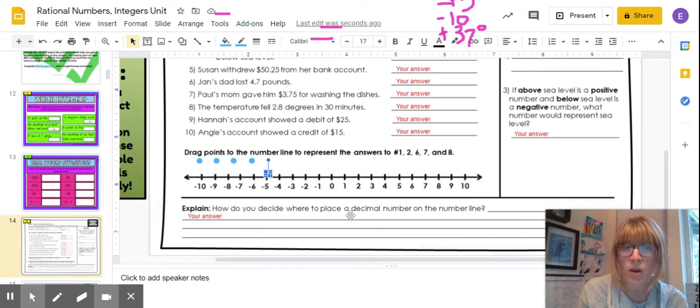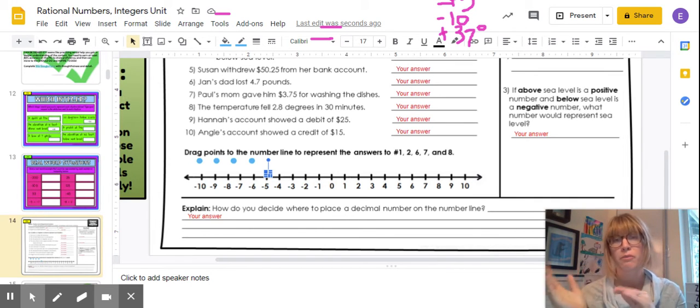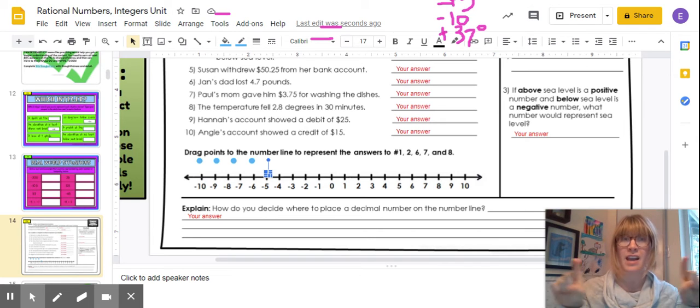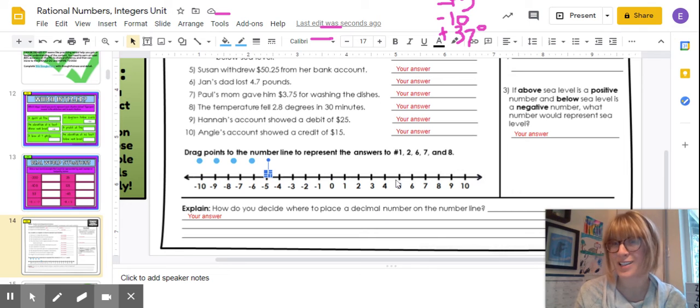And then you can think about going back to your idea of understanding place value and understanding where numbers fall in relation to each other. You can describe what your process is for deciding where to put those decimals, right? How are you going to decide if it's between -1 and -2? Where do you decide where it goes? Is it closer to -1? Is it closer to -2? That type of explanation.